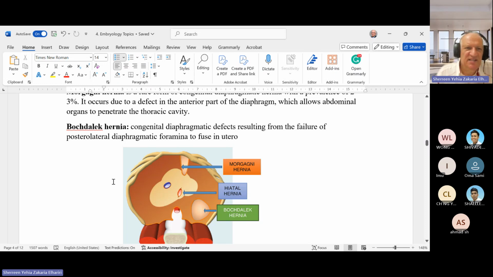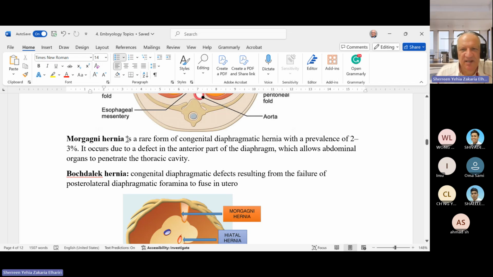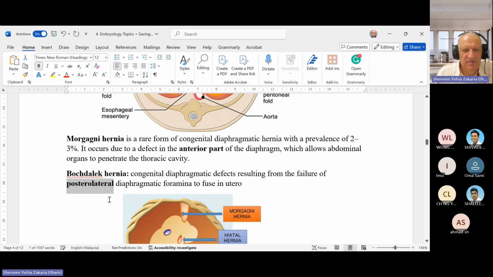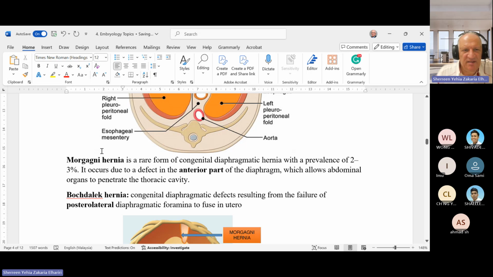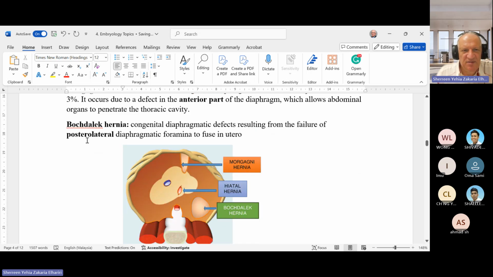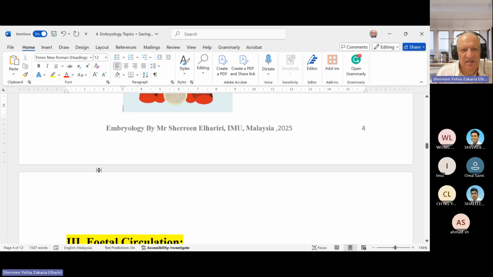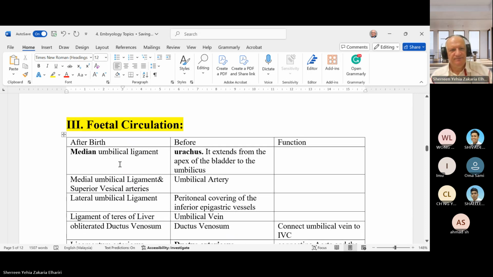Of course, the hiatus hernia is easy. Morgagni is congenital, a defect in the anterior part of the diaphragm, usually in the middle. Bochdalek, both are names of persons, results from failure of the posterolateral part, so it is posterior. So if the question mentions a neonate with an anterior hernia, it is Morgagni; posterior, it is a Bochdalek hernia. It's a very common pediatric question, and pediatrics comes in the paper too.